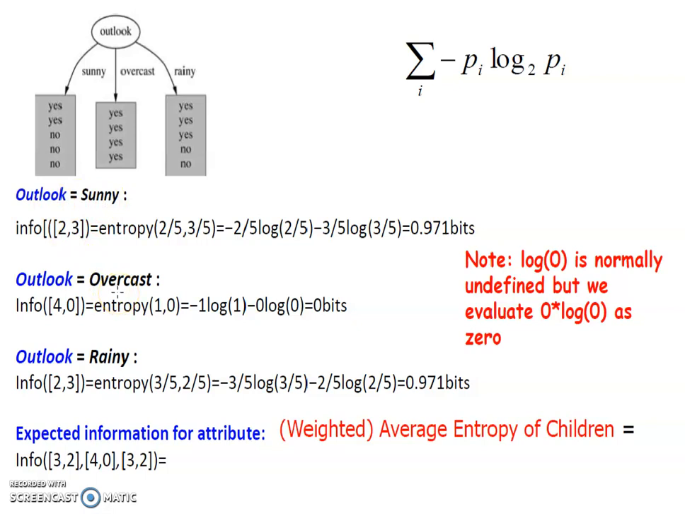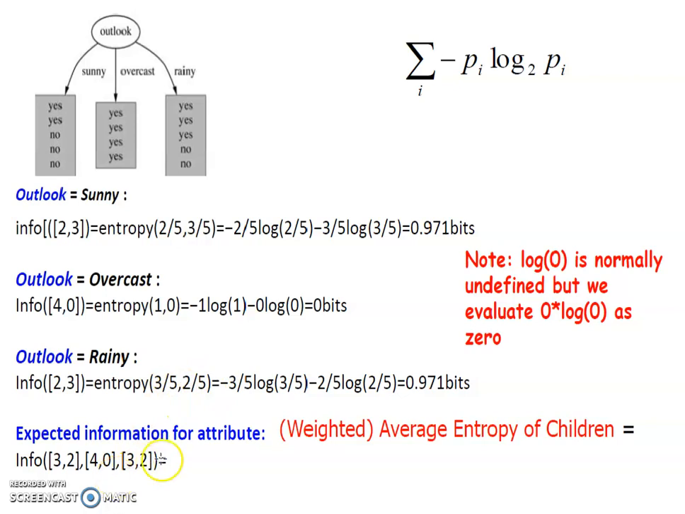Similarly for the overcast it will be 0 bits because all of them belong to the same class. You know it is undefined, but we will assume that it is 0. And for rainy, both of them will have the same value. So whether it is 2 yes and 3 no or 3 yes and 2 no, it will have the same value. That is why the values of yes and no could be interchanged.